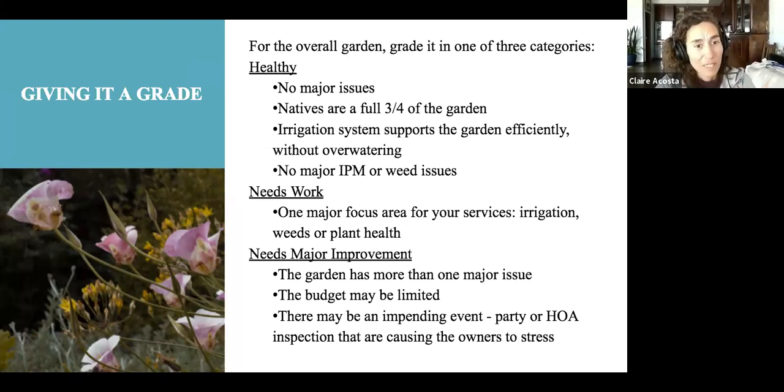Or the budget may be limited. If you have a really low budget, it's like that triangle of cheap, fast, and quality, you know, one of those. Anyway, either way, budget might be limited, so that would be a sign of needs major improvement. Or maybe they have some kind of event coming up, like a big party, or their HOA is planning an inspection and they're stressing about that. So categorize it in terms of difficulty or health.